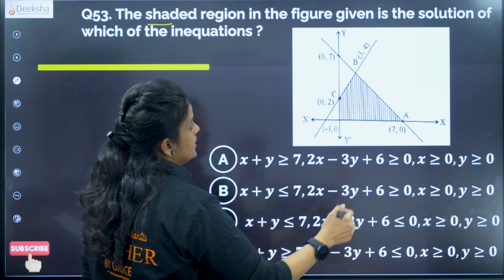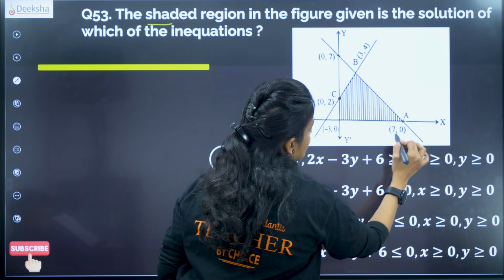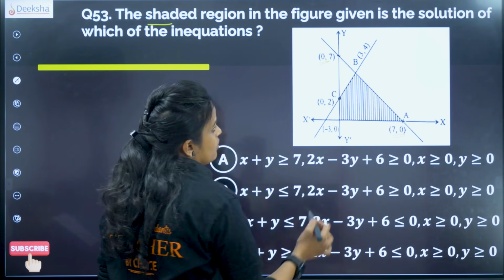That is the question, right? Now observe the lines. Okay, one point is 7,0, other point is 0,7.